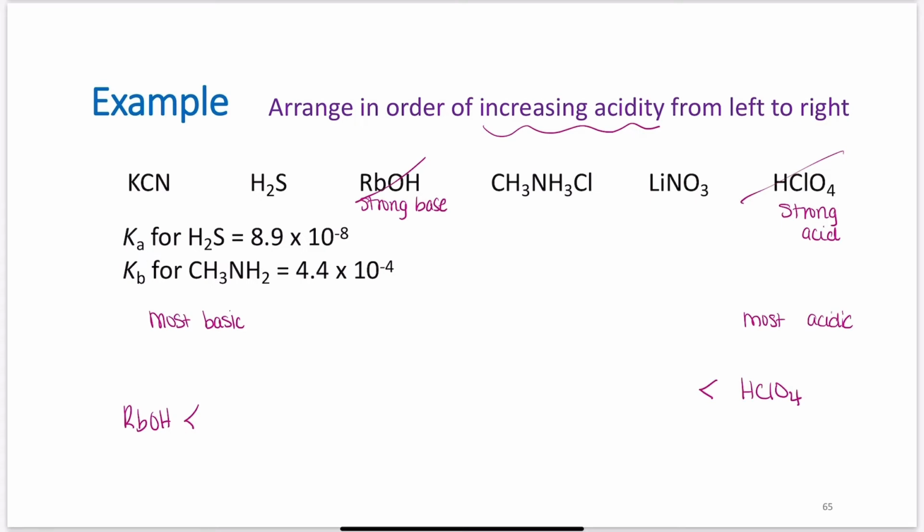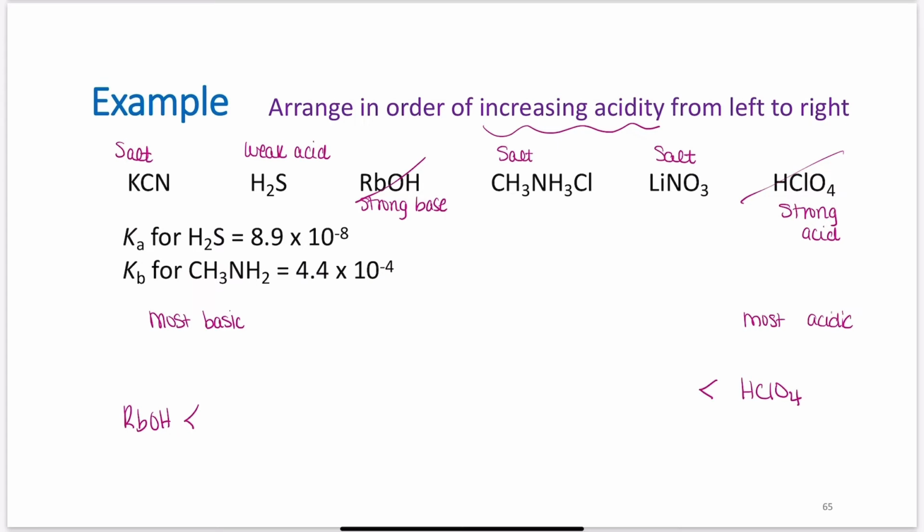Well, I recognize that KCN is a salt. I recognize that H2S is a weak acid. I recognize that CH3NH3Cl is a salt. And I recognize that LiNO3 is a salt. So, I know the weak acid, but I don't want to label it quite yet because I don't know if I have a salt of a weak base that can contend with that for acidity. So let's look at these.